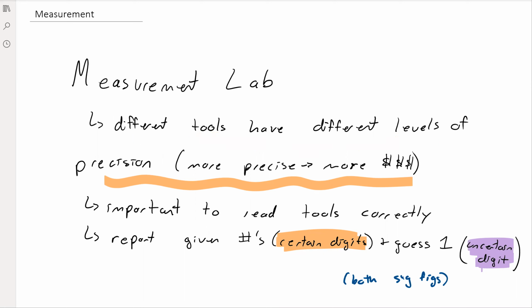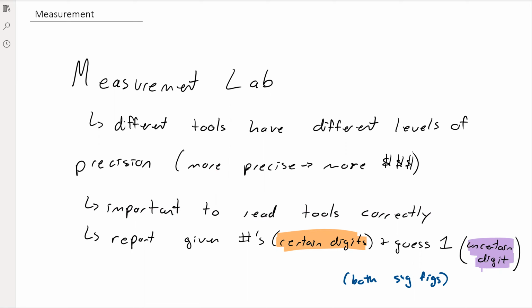And the reason that we don't just make every instrument have a whole lot of precision is because it's very expensive and difficult to do. Generally, if your instrument or tool has more precision, it's generally going to be more expensive. And so it's important for us to be able to read tools correctly because we're going to be using them throughout the course, and we want to make sure that we're reading them correctly.